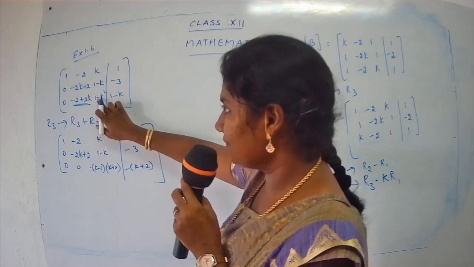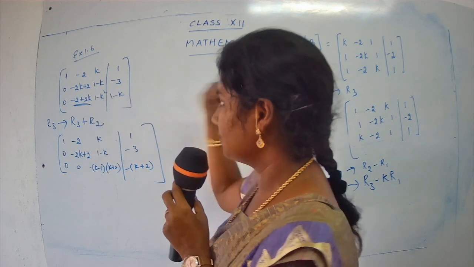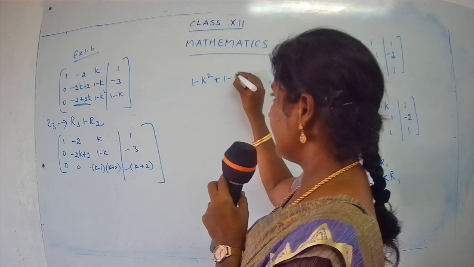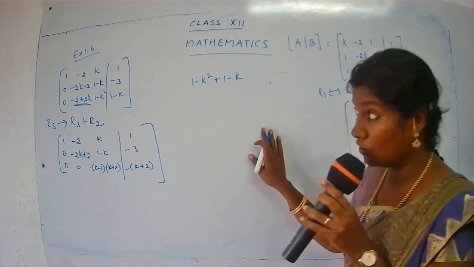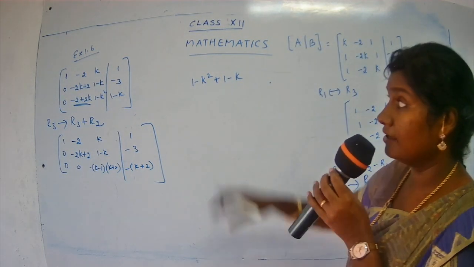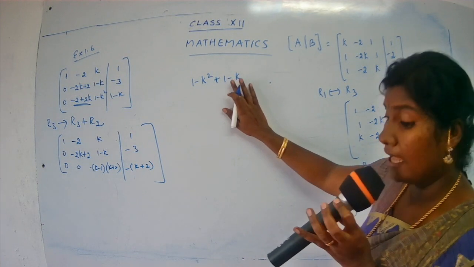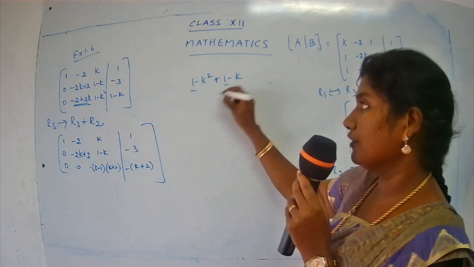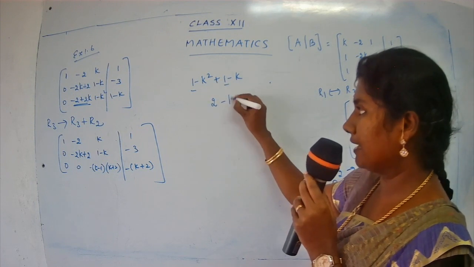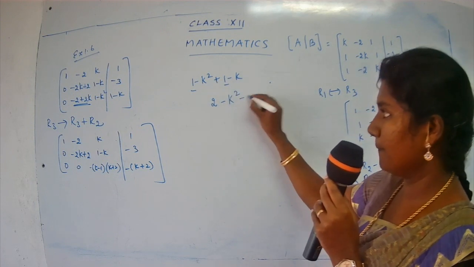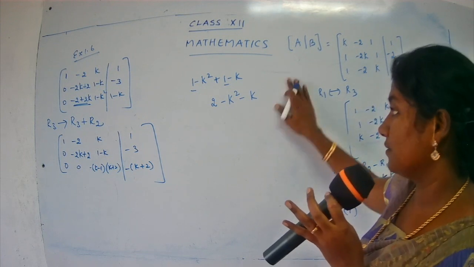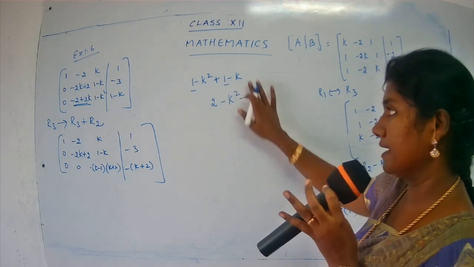This part, what is here? We are just doing the addition of two rows. So 1 minus k square plus 1 minus k. I'm repeating this step again because I'm saying again and again, it is an important type of question, and this type of question will be asked for 5 marks. So 1 plus 1 gives you 2. Write the remaining terms, minus k square minus k. I'm just going slow. We are going slowly. That's all. Okay. 2 minus k square minus k.